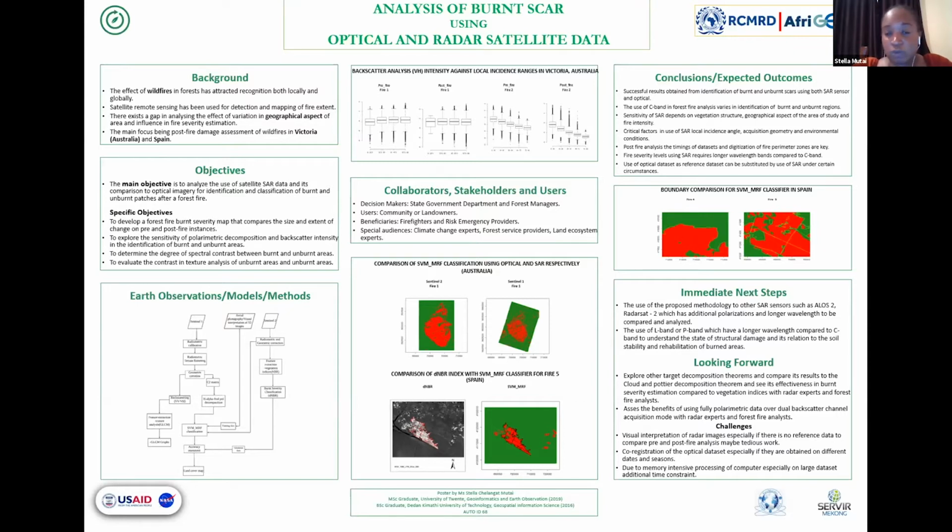Number two was to explore the sensitivity of both polarimetric decomposition and backscatter intensity. This is using SAR to identify burnt and unburnt areas. Number three, I determined the degree of spectral contrast, which is basically using optical data to determine burnt and unburnt areas. And lastly, I did textural analysis, to understand the behavior of texture in identifying burnt and unburnt areas. Specifically, I used backscatter intensity.